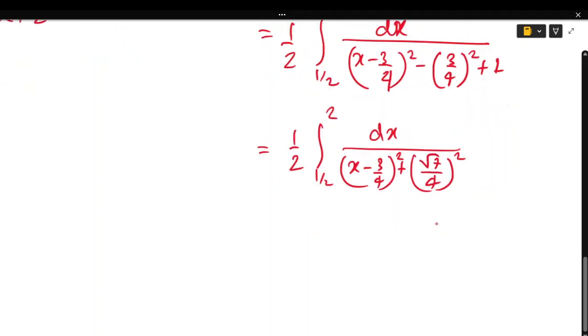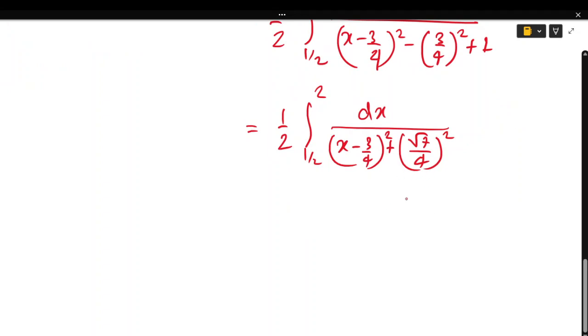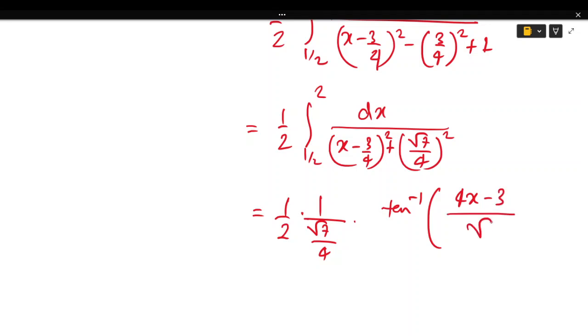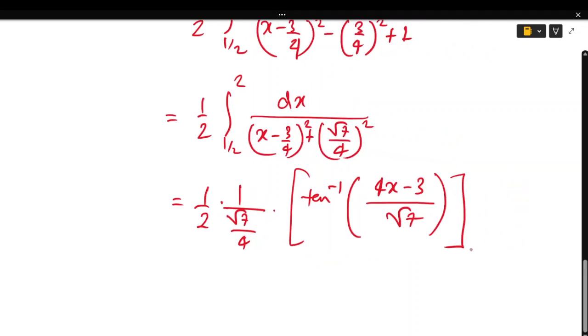Now if you see, this is a formula like dx upon a square plus x square, so it will be 1 upon a, and a is root 7 by 4, tan inverse x by a, which will give you 4x minus 3 by root 7. After taking the LCM, it will be cancelled out by 4 in the denominator part and numerator part. So you get 4x minus 3 root 7 as the simplified version.